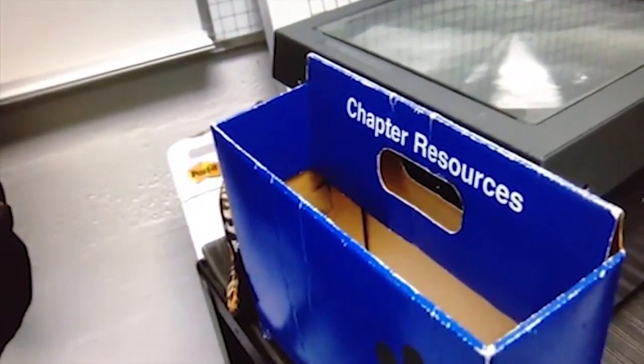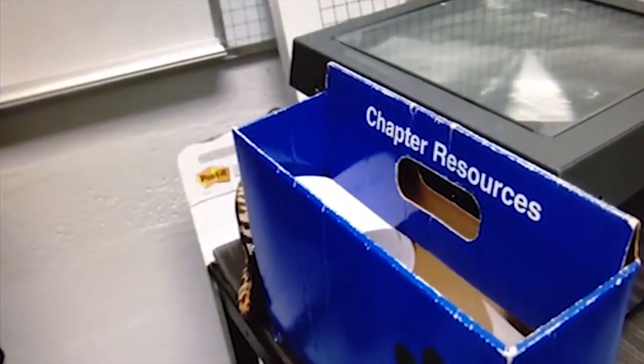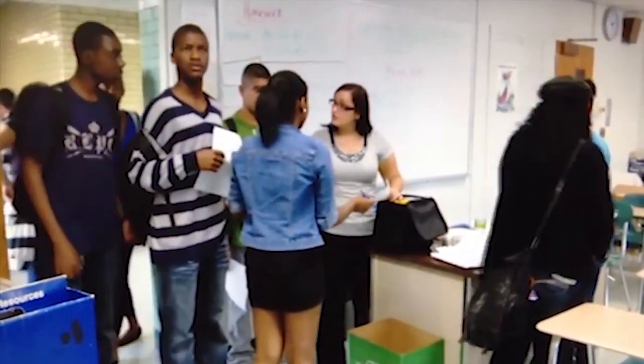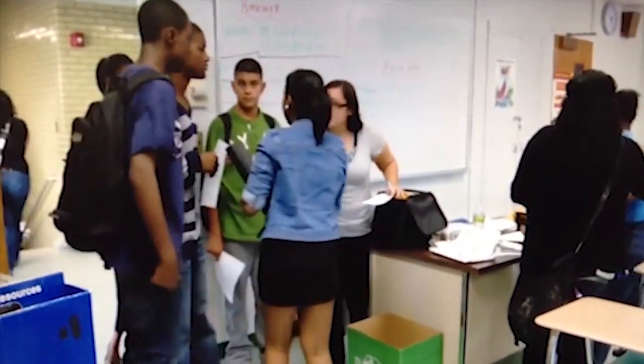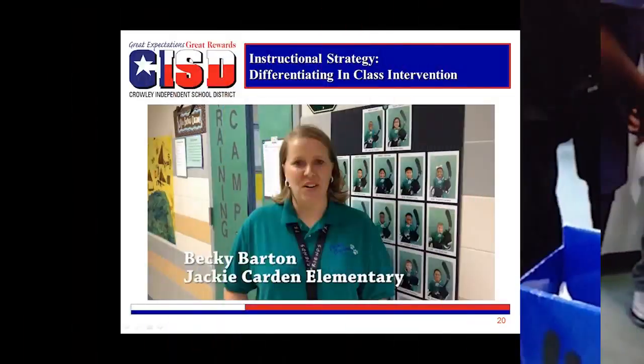Please make sure you hand in your exit card. The kids are constantly asking me, can we have our exit card back from the day before? We want to see how we did on our exit card.